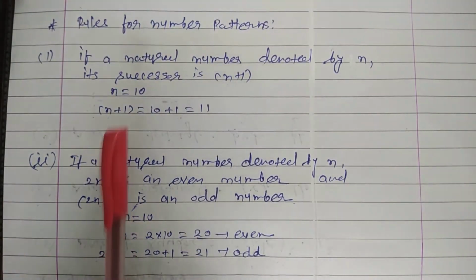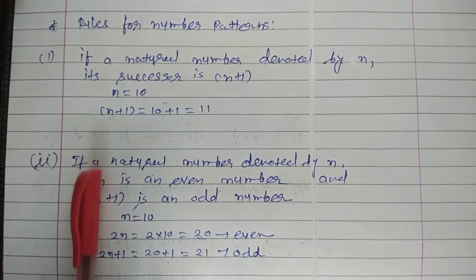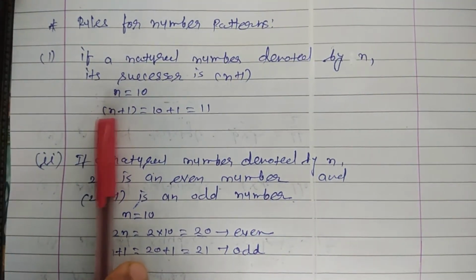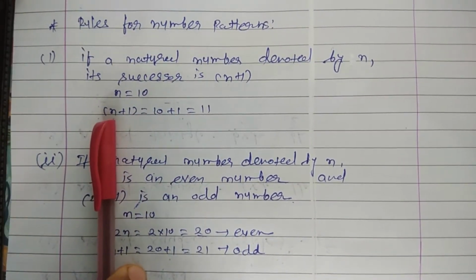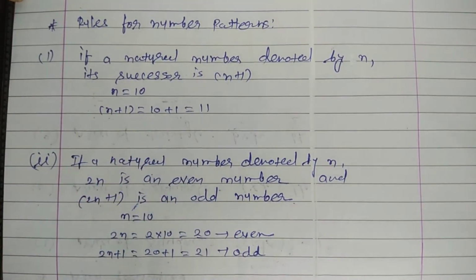How? If we take one example, n is equal to 10. 10 is a natural number. If we take n equal to 10, then what will be the successor? Of course it is 11. But by this expression n plus 1, we can find that number. Instead of n, we write 10 plus 1, that is equal to 11.